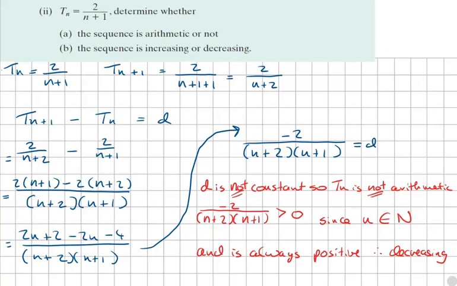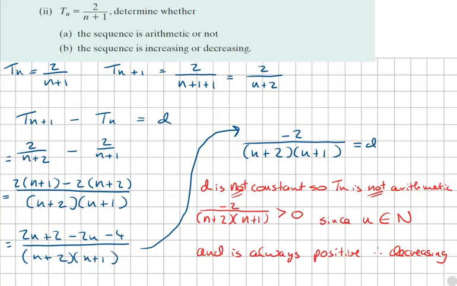So Tn plus 1, we worked out to be 2 over n plus 2. So we replace that with 2 over n plus 2, bring down the minus. And Tn was given in the question, 2 over n plus 1. So we just bring down 2 over n plus 1. So then we just have algebra for the rest of the question.